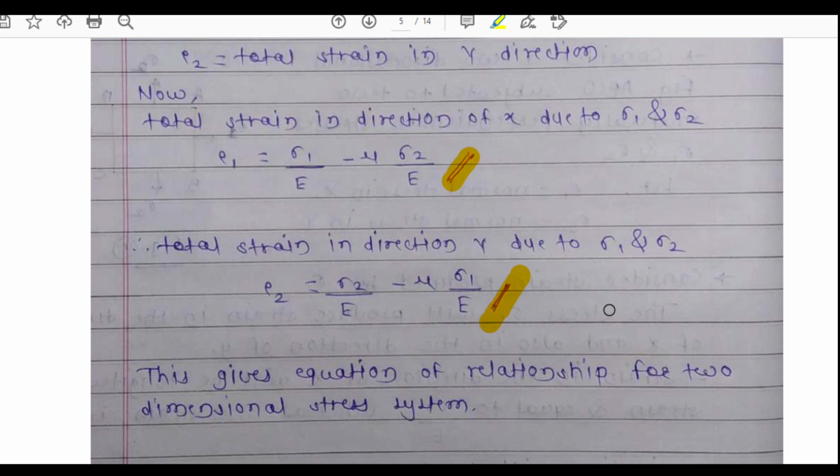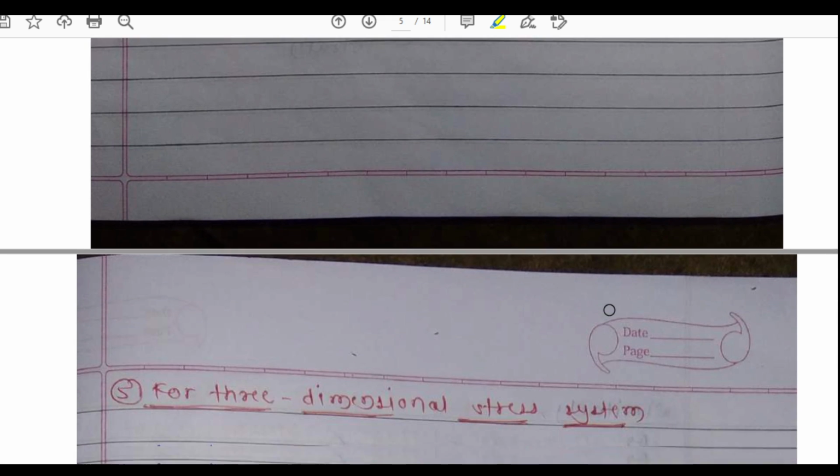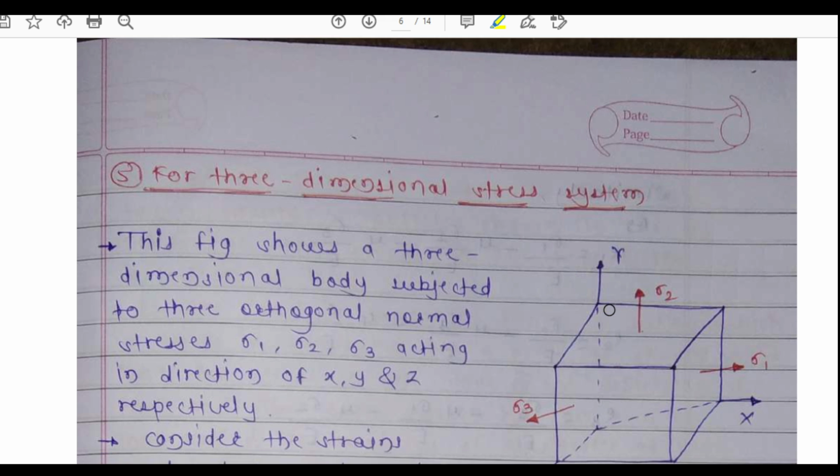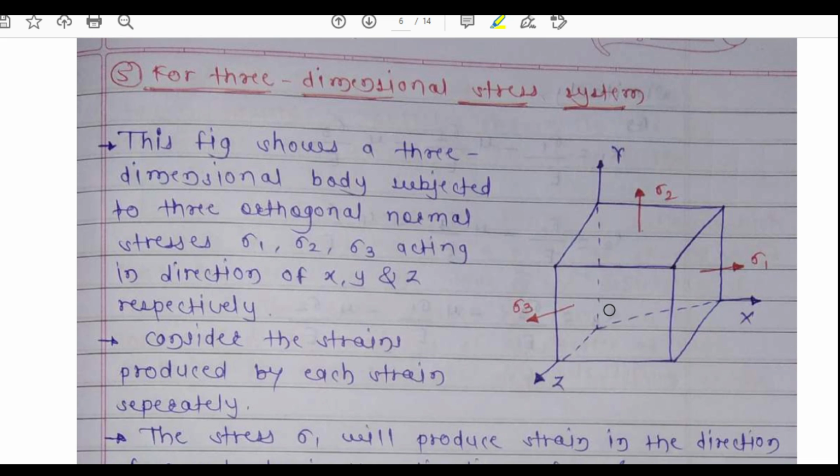This is for the force applied in tensile direction, but if the forces are applied in the compressive direction, then we can easily find out the strains produced by that compressive force. I hope you understand the basic concepts of the longitudinal strain and lateral strains. Now we'll move further to the three-dimensional stress system. This is also very simple. If you understand the stress system for two-dimensional, then you can easily understand the stress system for three-dimensional.